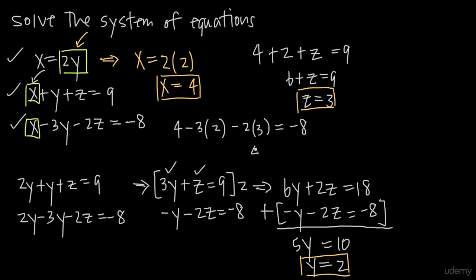When I simplify this, I'll get 4 minus 3 times 2 is 6, minus 2 times 3 is 6, is equal to negative 8. Simplifying the left-hand side, 4 minus 6 is a negative 2. Negative 2 minus 6 is a negative 8, so I get negative 8 is equal to negative 8, and that checks out. That's exactly what I should get, is the same value on both sides. If I don't get the same value on both sides, then that means there's something wrong with my solution set. But because this checks out, I can say that the solution to this system of linear equations is this point here, x equals 4, y equals 2, z equals 3.